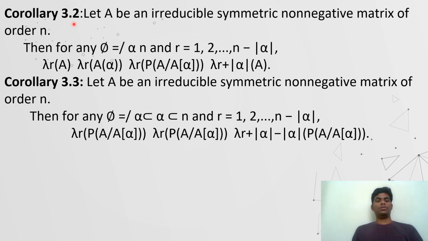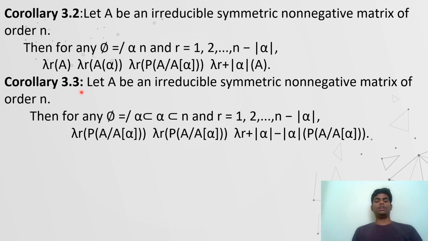Corollary 3.2. Let A be an irreducible symmetric non-negative matrix of order n. Then for any α ⊂ n and r = 1, 2, 3, and so on up to n − |α|, λ_r(A) ≤ λ_r(A[α]) ≤ λ_{r+|α|}(A).